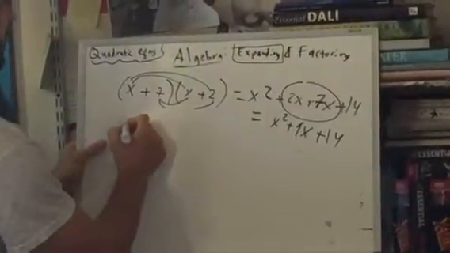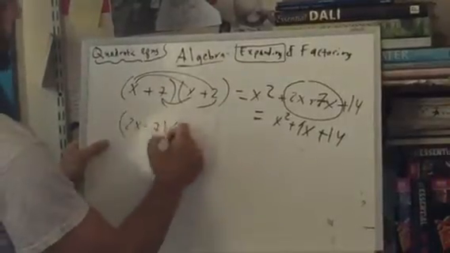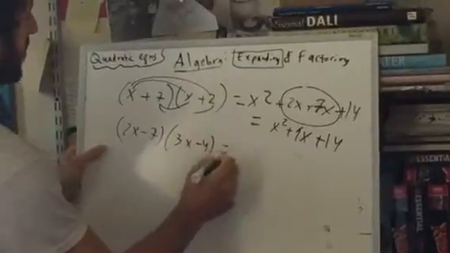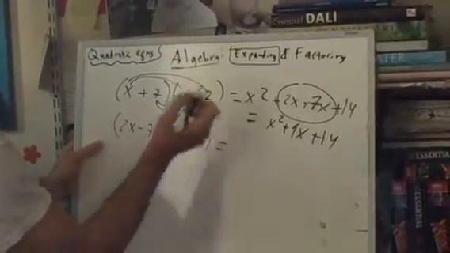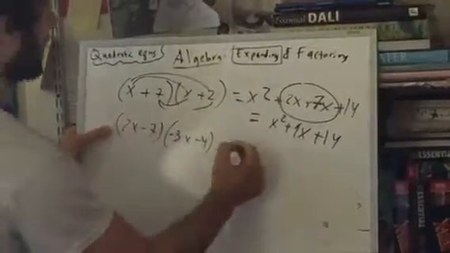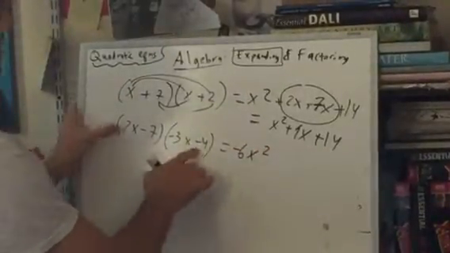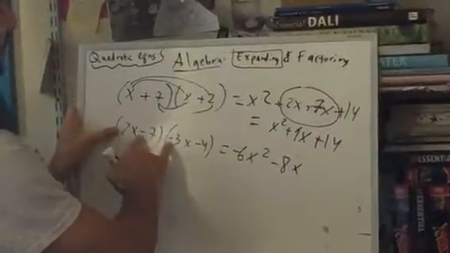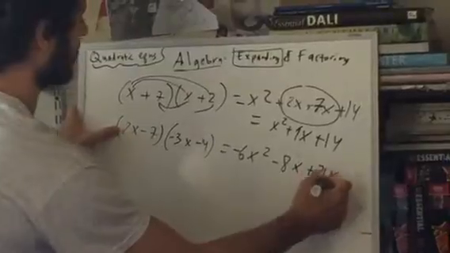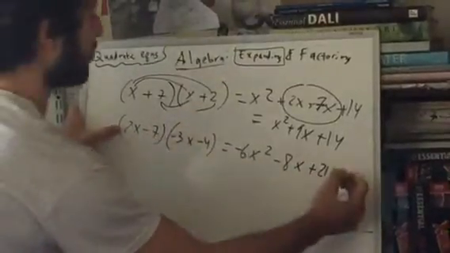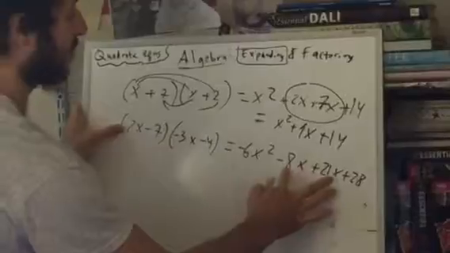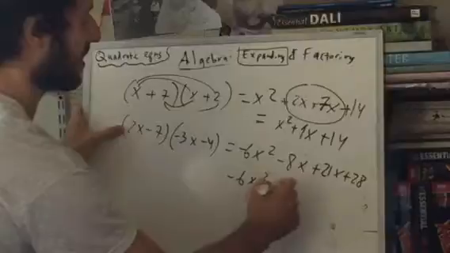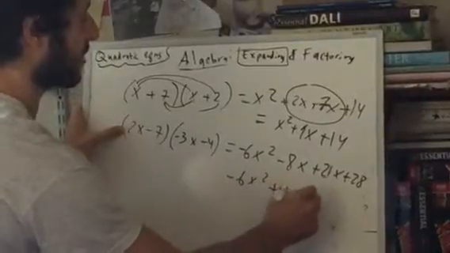So let's say we have 2x minus 7, and this will be 3x minus 4. And let's even make that a negative 3x. So then we'll have negative 6x squared, minus 8x. Negative, negative, you're multiplying, that would be positive 21x. And negative, negative again is plus 28. And then we can simplify these two. So negative 8 plus 21 is positive 13x plus 28.